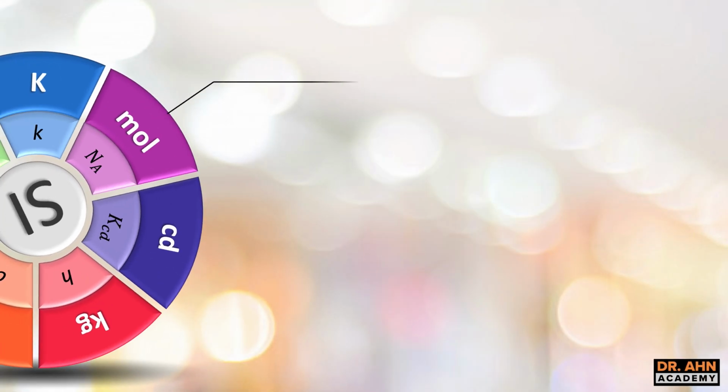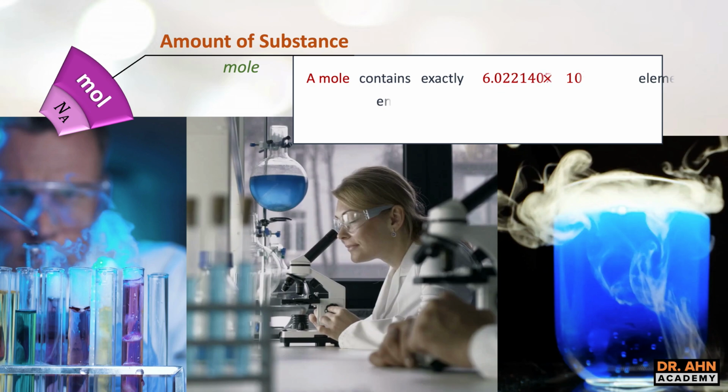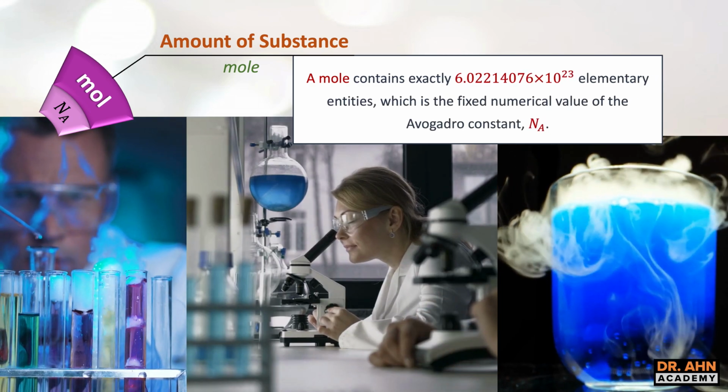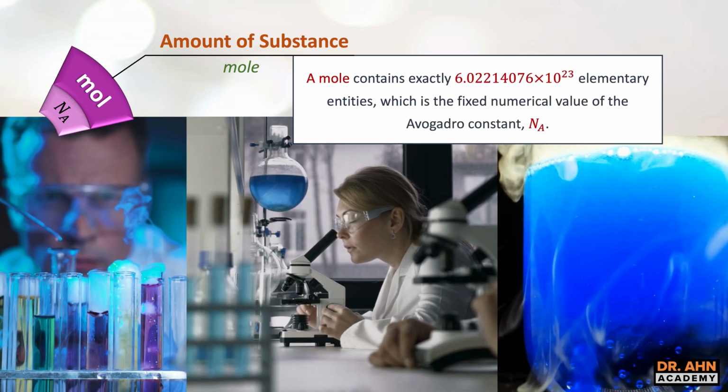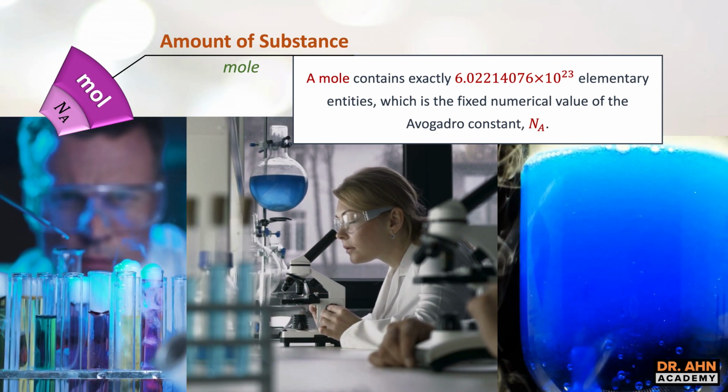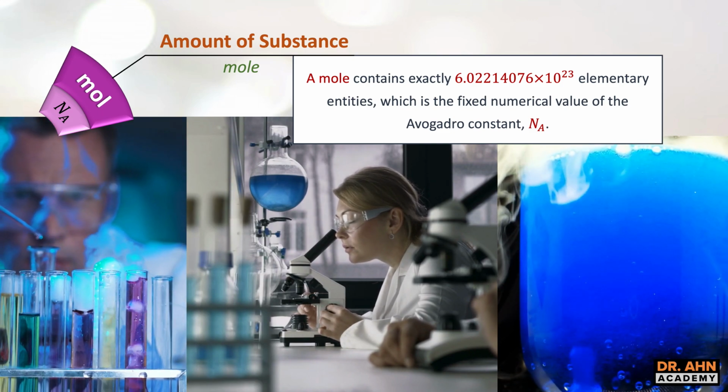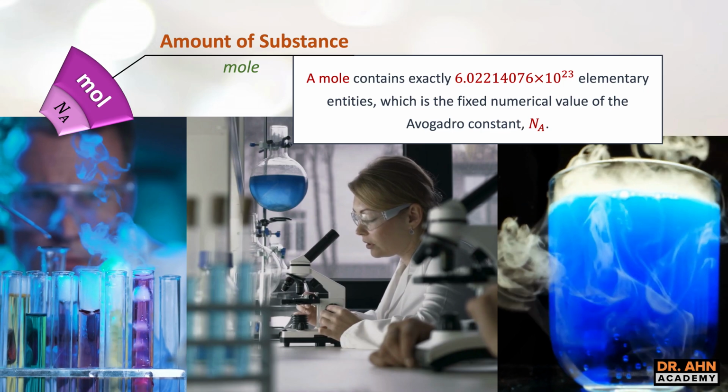Let's spin the wheel. Next one is your best friend if you like chemistry. Amount of substance in the unit of mole. A mole contains exactly this number of elementary entities, which is the fixed numerical value of the Avogadro constant.